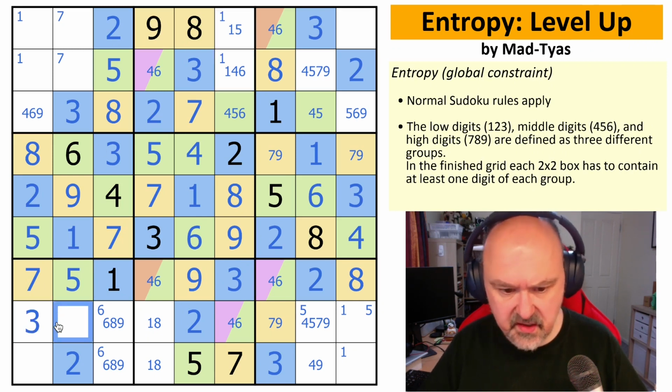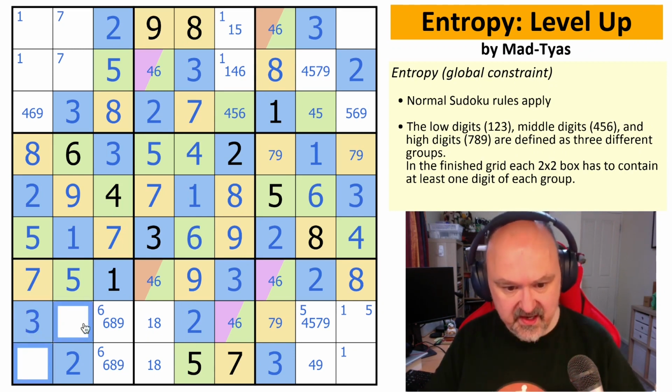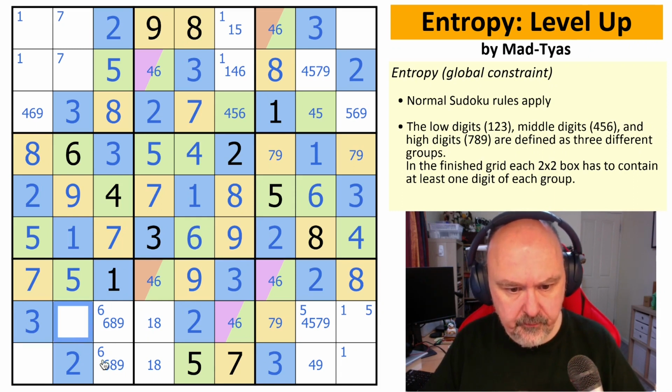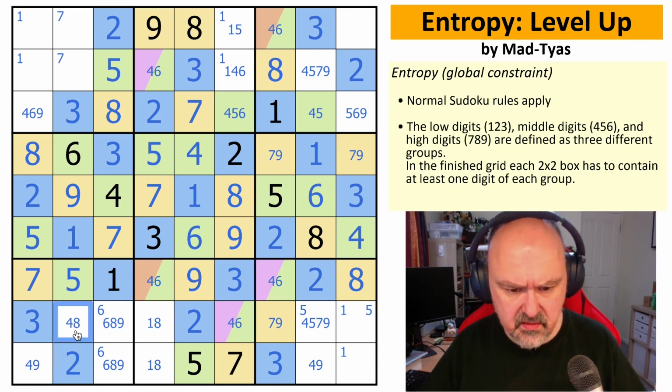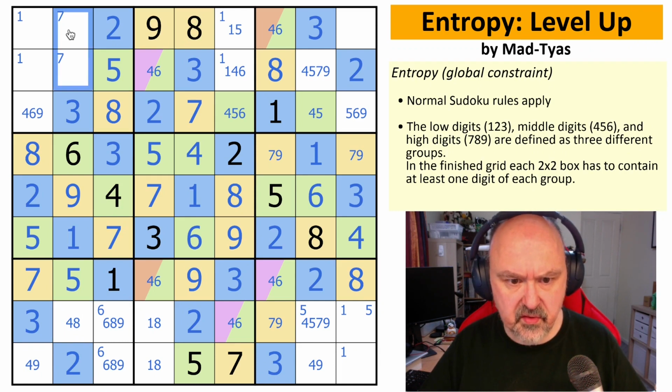This is the 3. So this is blue. So this is going to be green and yellow. So this is either going to be 4, 7, or 8. And this is either going to be 4, 6, or 9, but that can't be a 6. That's a 4 or a 9. And that's not a 7. So we've got 4 or 7 at the top here.